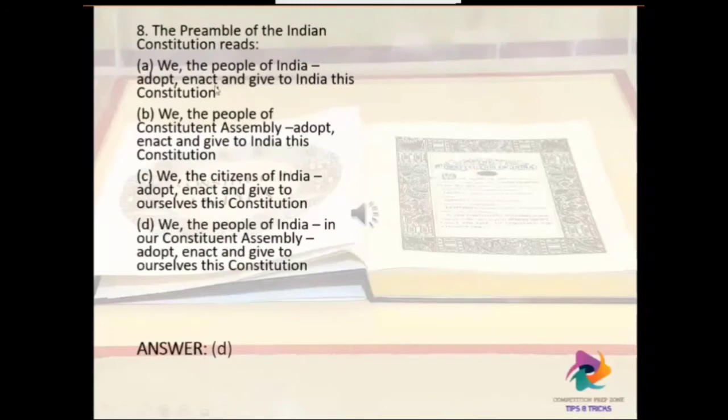Question number 8. The preamble of the Indian Constitution reads: A. We the people of India adopt, enact and give to India this Constitution. B. We the people of Constituent Assembly adopt, enact and give to India this Constitution. C. We the citizens of India adopt, enact and give to ourselves this Constitution. D. We the people of India in our Constituent Assembly adopt, enact and give to ourselves this Constitution. And the correct option is D. That is, we the people of India in our Constituent Assembly adopt, enact and give to ourselves this Constitution.